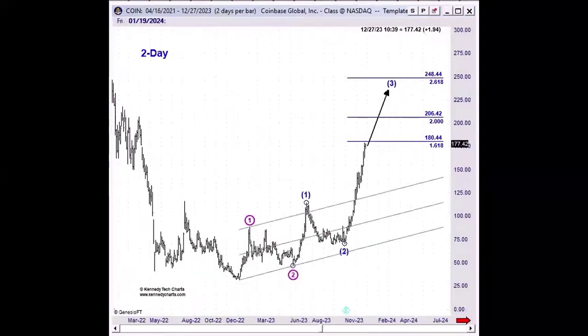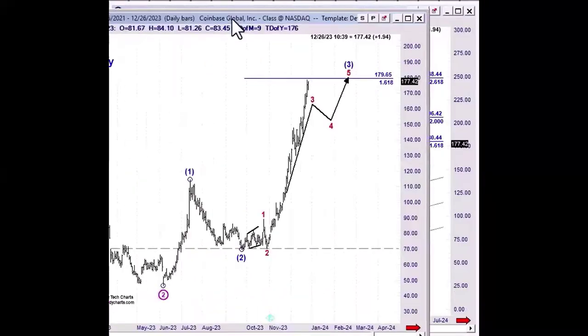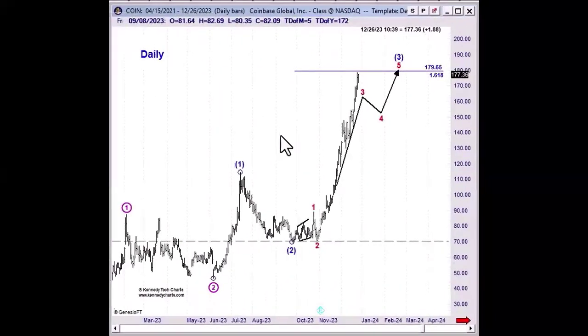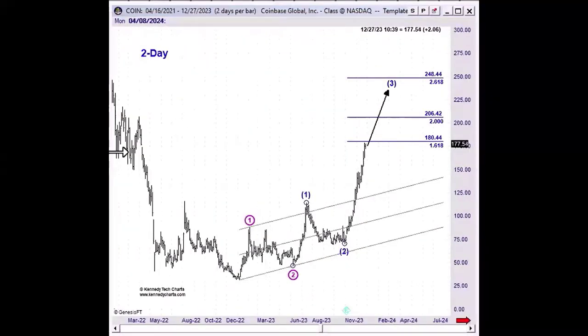So to go back and update our original idea that the advance in Coinbase was a wave 3 of 3 rally, I wanted to simply offer some new updated objectives. Since we've already achieved the initial target of 179.65, the next numbers on the docket would be 206.42. That's where blue wave 3 would equal a 2.0 multiple of its corresponding wave 1, or potentially as high as 248.44. That's where blue wave 3 would equal a 2.618 multiple of its corresponding wave 1.